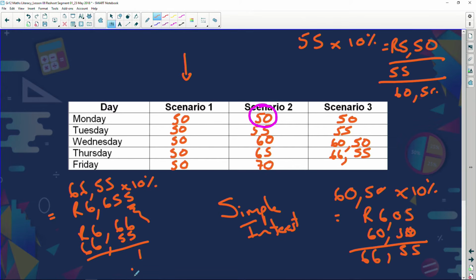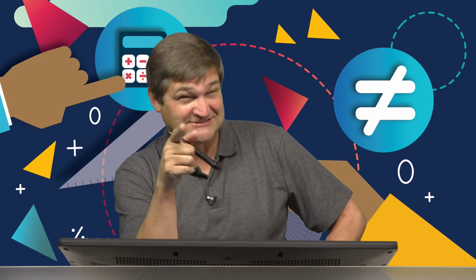6 and 5 is 11, carry 1. 6 and 5 is 11, carry 1. 6 and 6 is 12, plus 1 is 13, 73 Rand and 11 cents. So Friday comes along. And James goes to Abraham and says to him, listen, buddy, I'm not stupid, eh? Last time I owed you 50 rand, you added the interest, 70, eh?